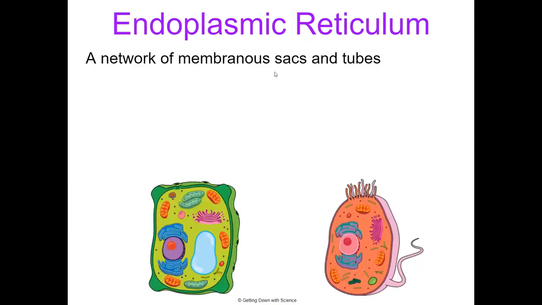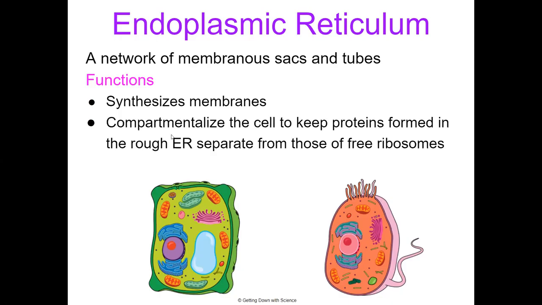Okay. Then we have my favorite organelle, the endoplasmic reticulum. So it's membranous sacs and tubes. Basically, it's almost like a little highway or passage system. It synthesizes different membranes, and it kind of compartmentalizes the cell into sections. One of the reasons we want to do that, obviously, is because we can control where different materials go if we have the different compartments.